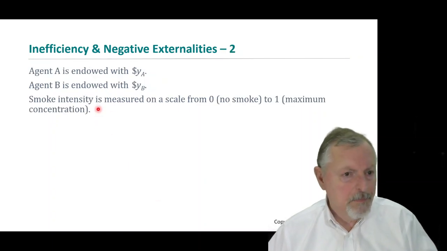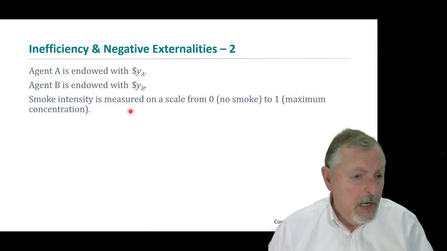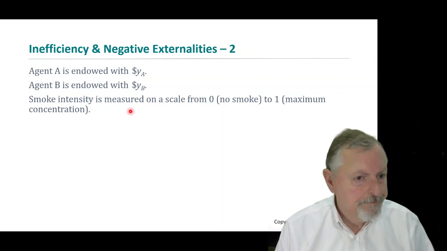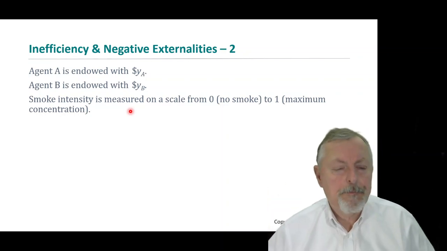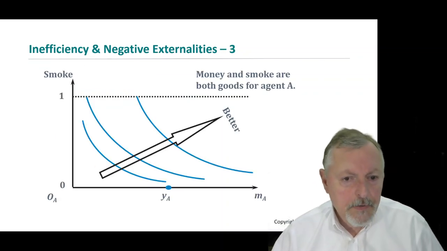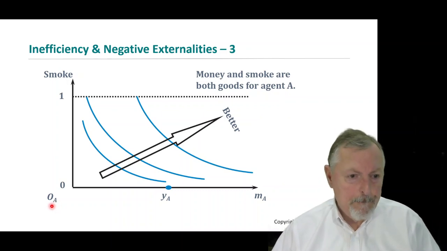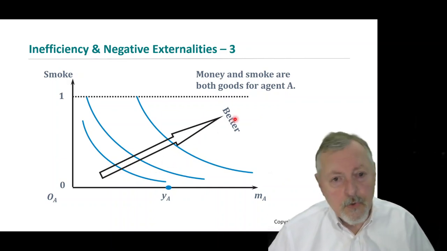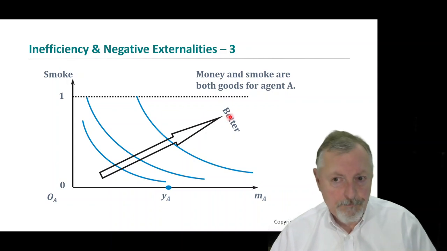Okay, ignore the endowment issue for a moment. We're going to measure money, which you can measure easily, in dollars. But how much smoke there is, we will measure on a scale from 0, meaning no smoke, to 1, meaning maximum smoke. Here are the indifference curves for the smoker, person A. More smoke makes this person happier. More money makes this person happier. These are 3 representative indifference curves, and to the northeast makes this person better off.